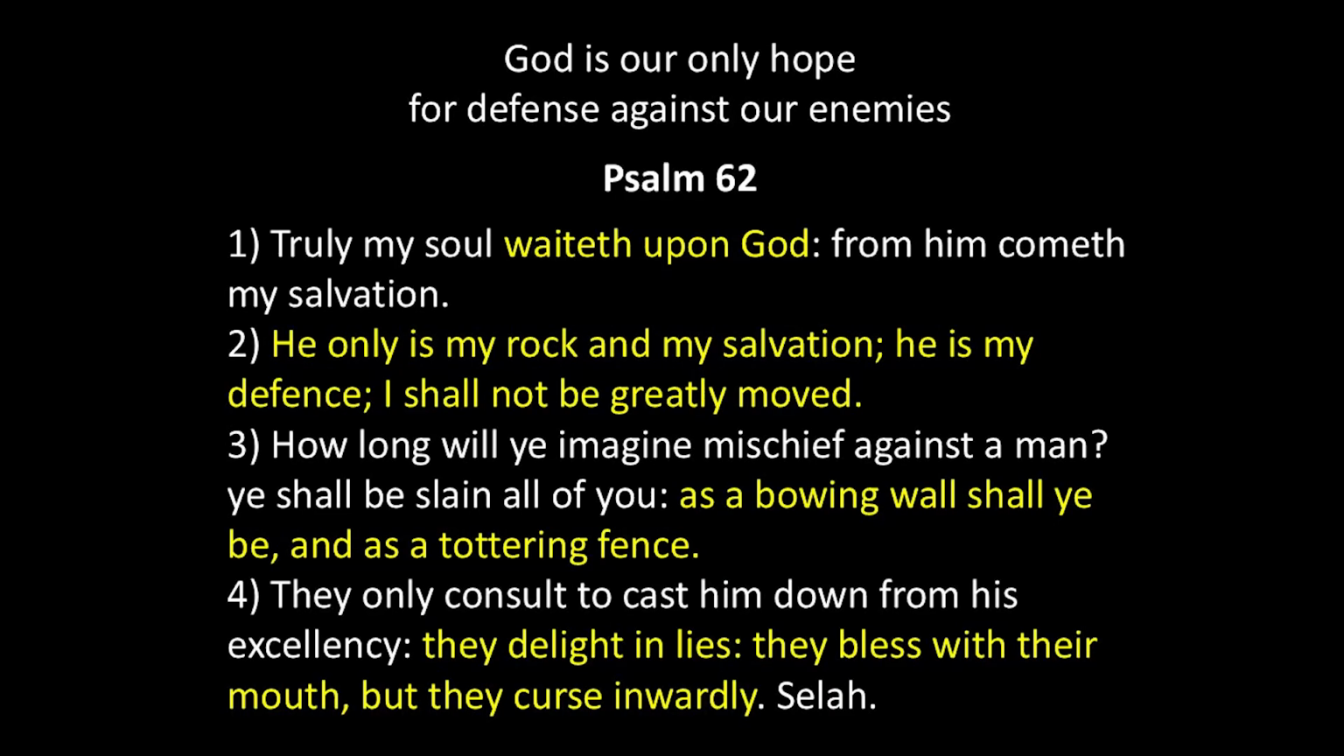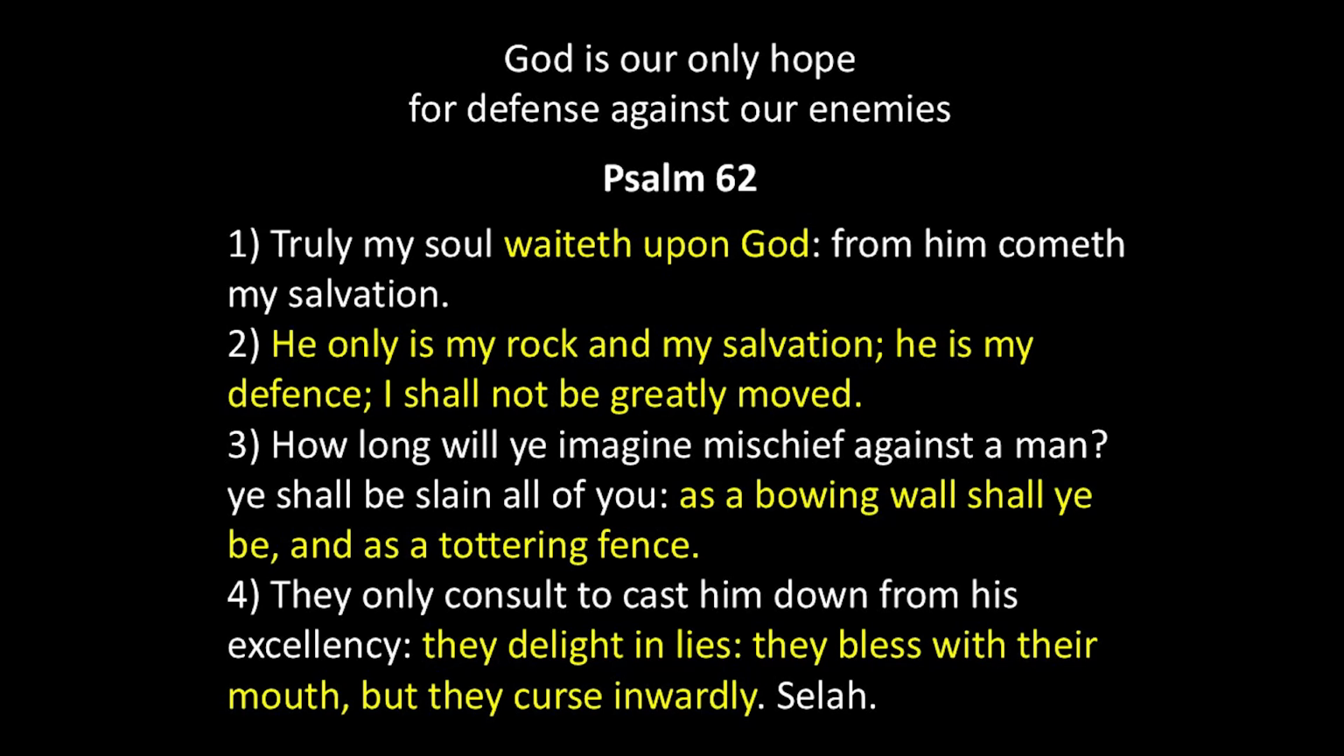Verse 3, how long? Well, that kind of goes back to this waiting, doesn't it? How long? Sometime when we're waiting, it seems so long. How long will you imagine mischief against a man? Ye shall be slain, all of you. As a bowing wall shall ye be, and as a tottering fence. I want you to think of that wall just tottering, the fence tottering, about to fall down. Compare that to that solid rock where David stands.